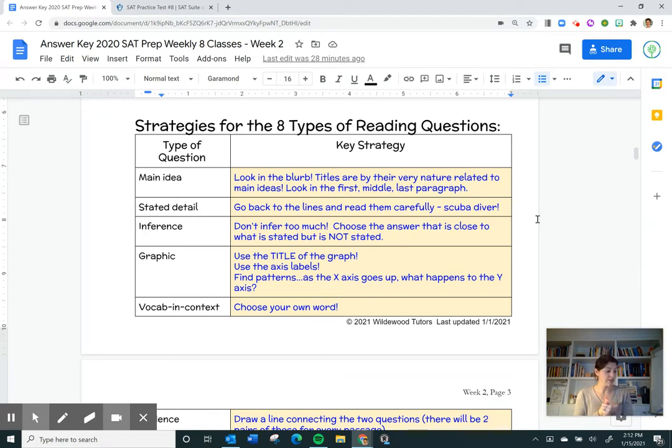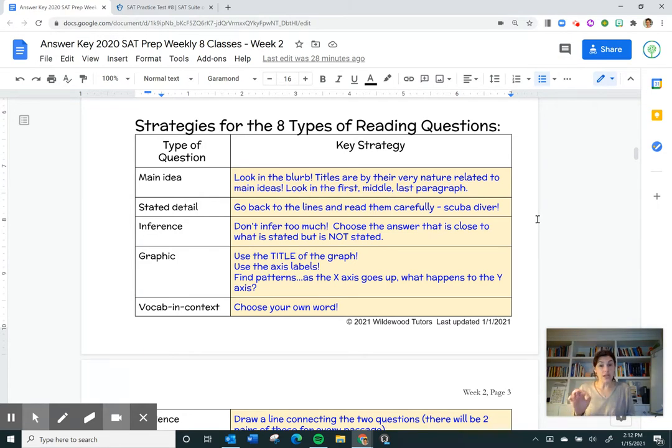Main idea questions. Expect a main idea question in every single passage. Therefore, your strategy is very simple, right? You are looking for the main idea as you read. You don't have to wait for the question to find the main idea, okay? Anticipation is key. So where do you look for that? In the blurb, very helpful, right?